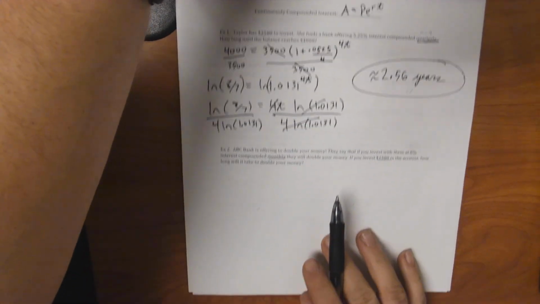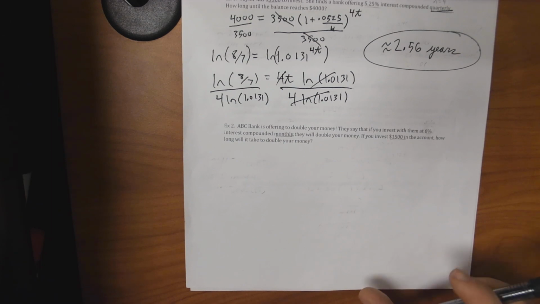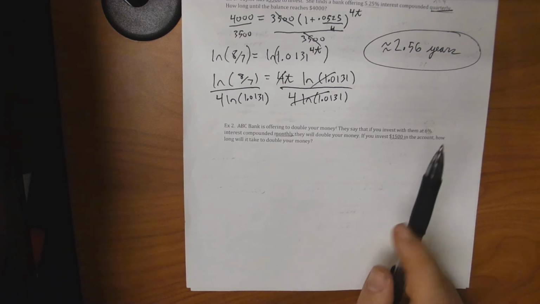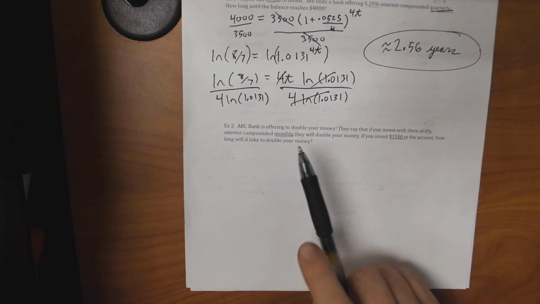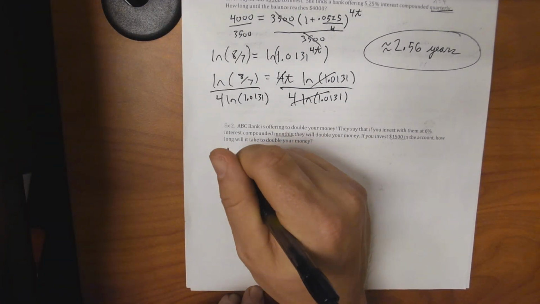Let's go and look at another example. ABC Bank is offering to double your money. They say that if you invest with them at 6% interest compounded monthly, they will double your money. If you invest $1,500 in the account, how long will it take to double your money? So, at 6% compounding monthly, again, we're going to use that compound interest formula. I'll go ahead and rewrite it down here.